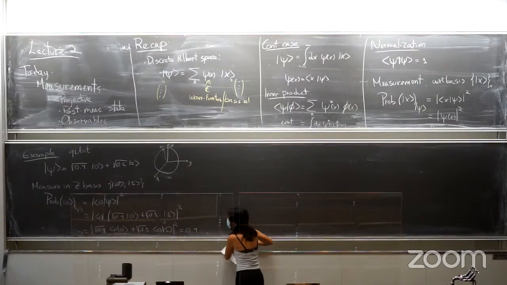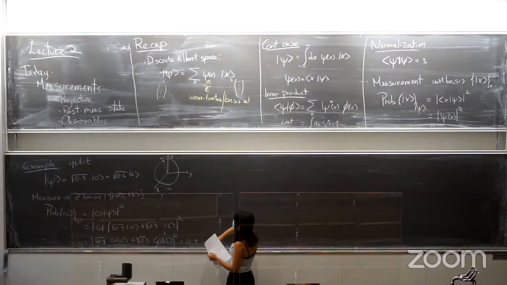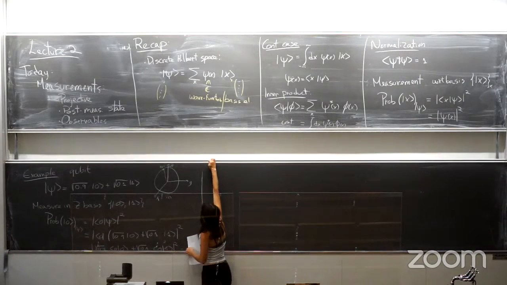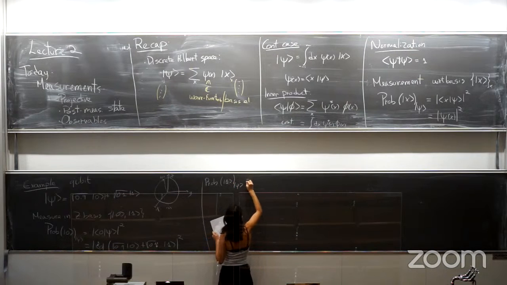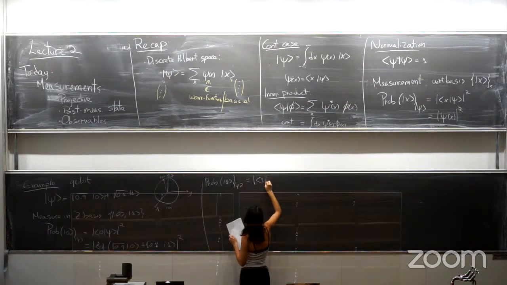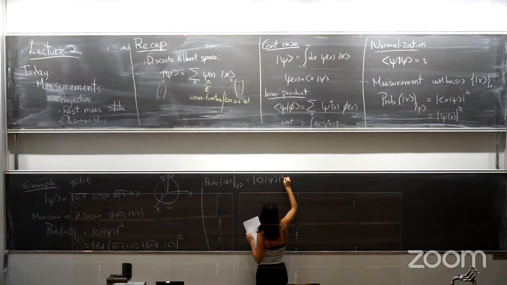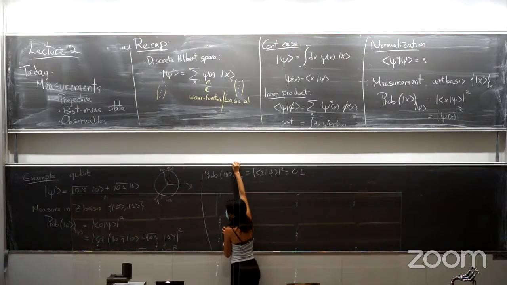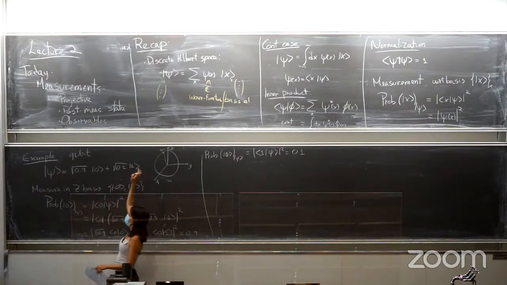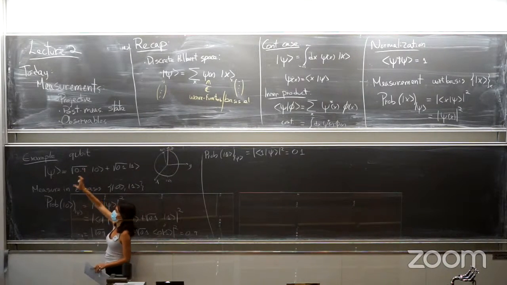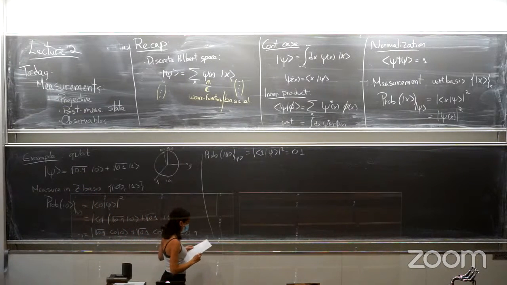So let me just write it. The probability of 1 with the state is going to be the squared inner product of 1 with psi. Really easy. When the state is written in a basis and you want to measure it in that basis, just take the coefficient and square it.